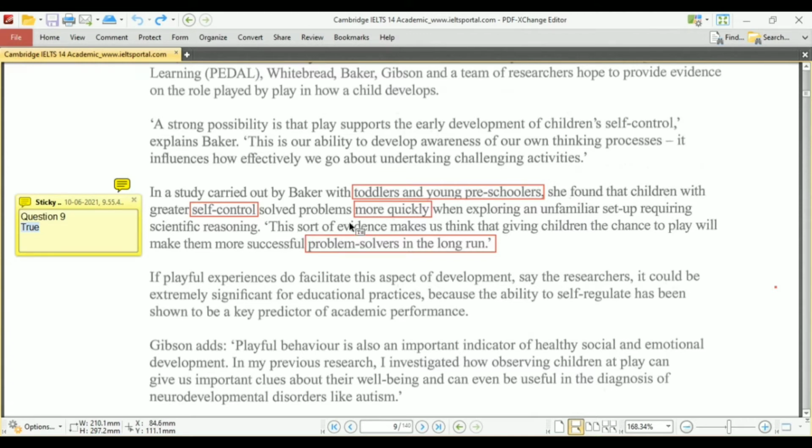Here they can change. This sort of evidence makes us think that giving children the chance to play will not make them more successful problem solvers in the long run. So take this, and make sure you are focusing upon the meaning, because here they have talked about self-control, and they will solve problems more quickly, but they have said that they will not make them more successful in the future.